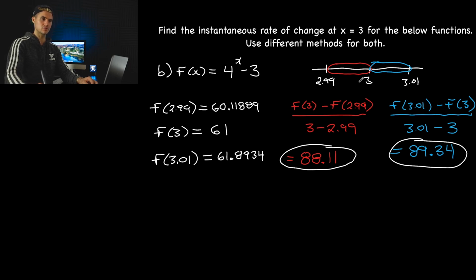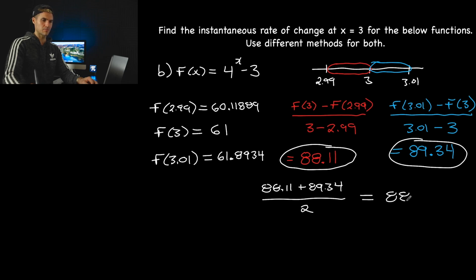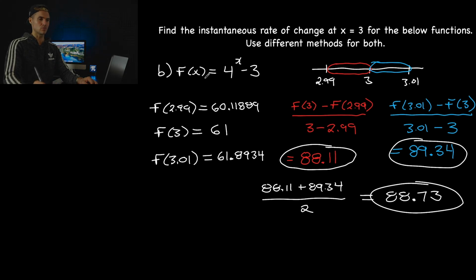Then to get the approximation of the instantaneous rate of change, we have to average these. We add these up and then divide by 2. We'd end up with approximately 88.73. That would be the answer for part B, the instantaneous rate of change at an x value of 3.